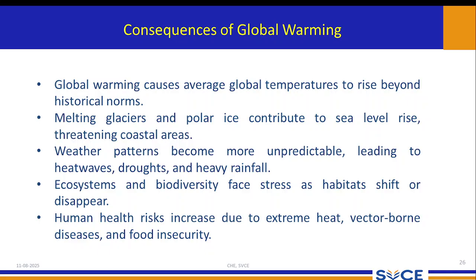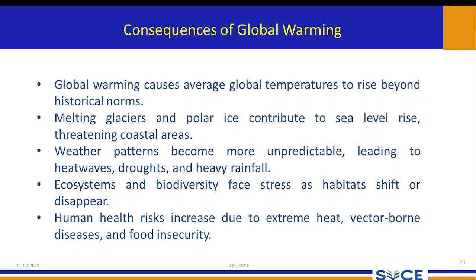Just imagine. Melting glaciers and polar ice contribute to sea level rise, threatening coastal areas because of the greenhouse gases. The earth is getting heated up, the polar ice is getting melted, and the low-lying countries will be affected. Please keep in mind, weather patterns become more unpredictable, leading to heat waves, droughts, and heavy rainfall. Because of the heat trap, there will be a change in ocean currents, because all are interrelated. So we should be very careful.